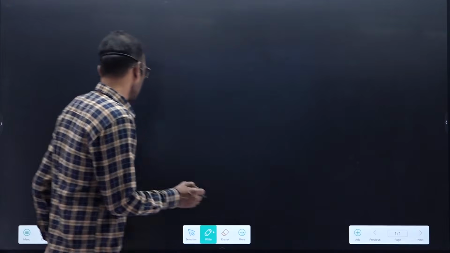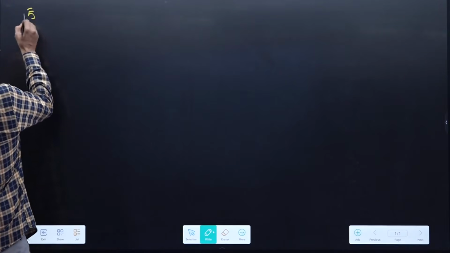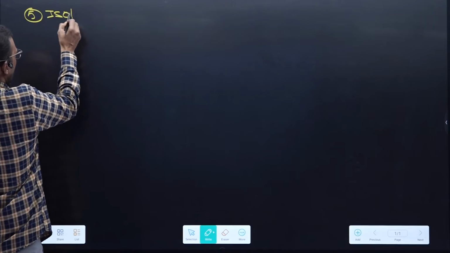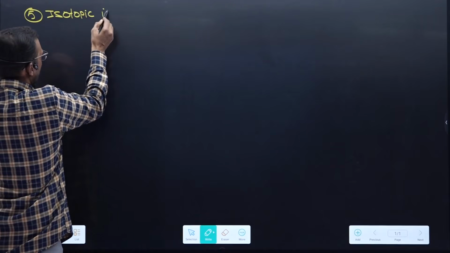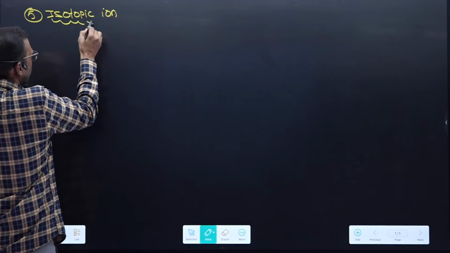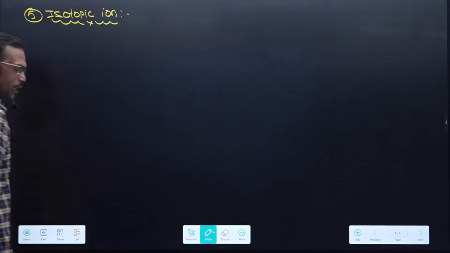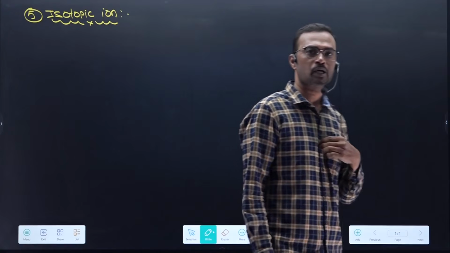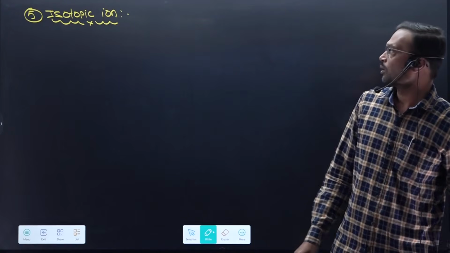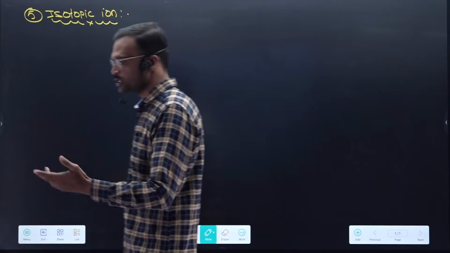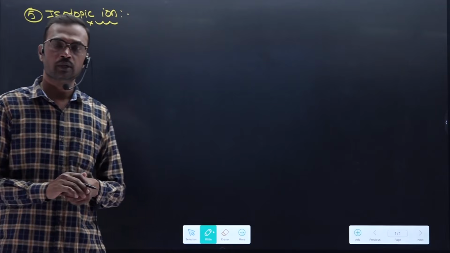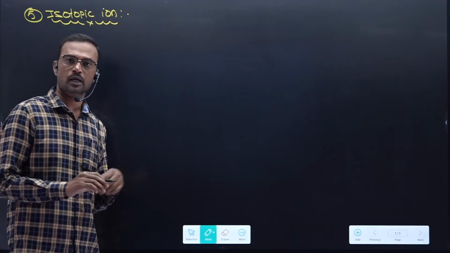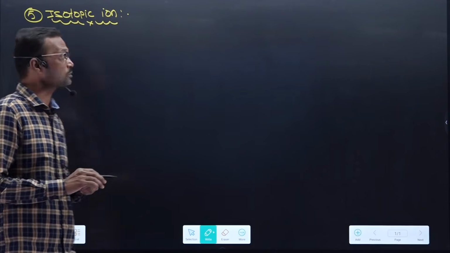Next, the fifth one. Yeah, this is the most important one: isotopic ion, otherwise we can say isotopic peak. The isotopic peak is produced by the isotopic ion itself. So what are isotopes? How are these isotopic peaks going to be helpful, and what is their relative abundance and natural abundance? Everything will be discussed in this concept.